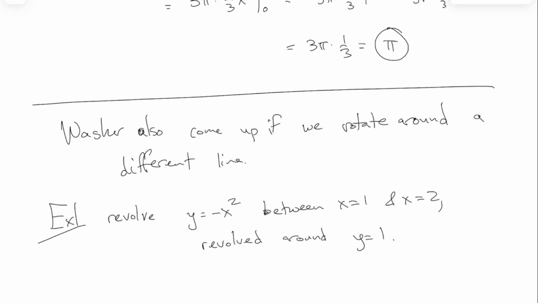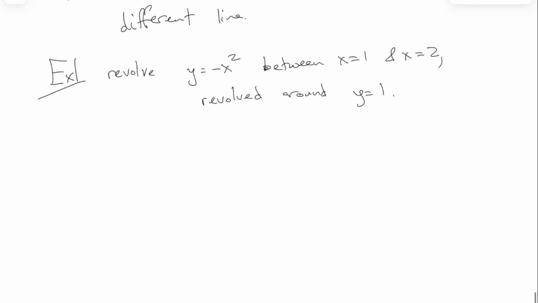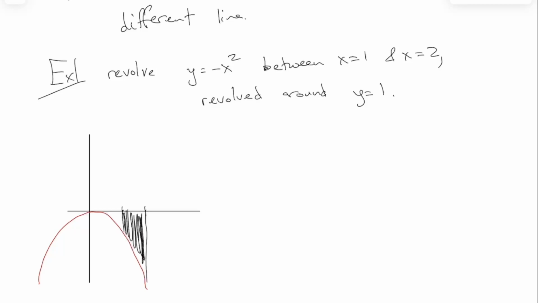That is not around the x-axis, but around this other line. So it would be helpful to draw a little picture for yourself, I think, just so you can make sense of what I'm talking about. So first of all, the function is negative x squared. That's an ordinary parabola, but going down. So from the origin, it goes down like so. And then I said between x equals 1 and x equals 2, so that's like here. This part of it, I'm talking about this area here.